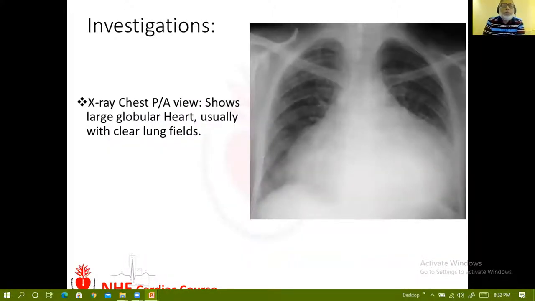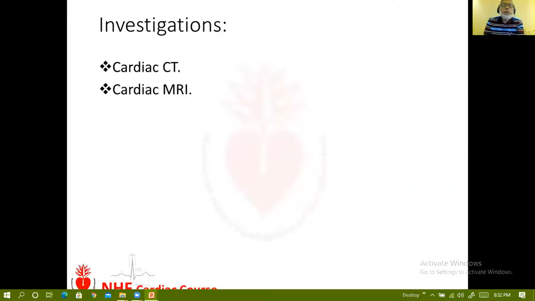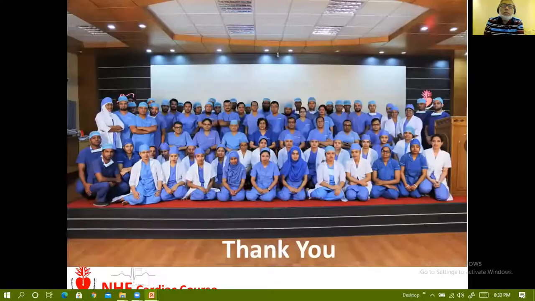Chest X-ray showing a large globular heart, usually with clear lungs. We can do cardiac CT and cardiac MRI for the diagnosis of pericardial tamponade.